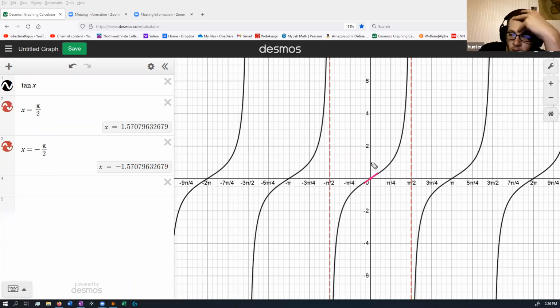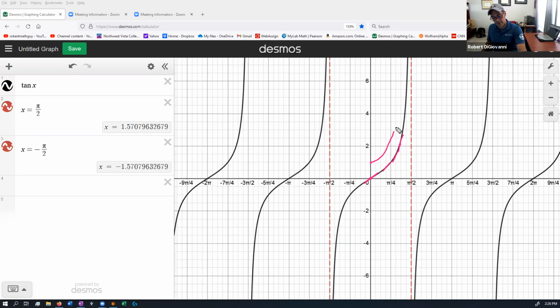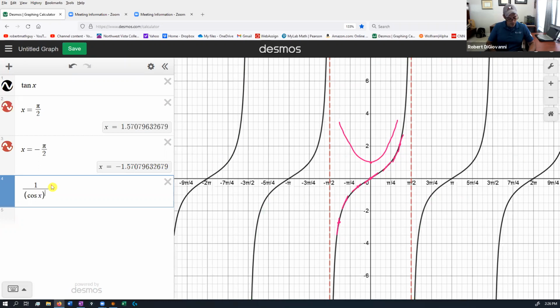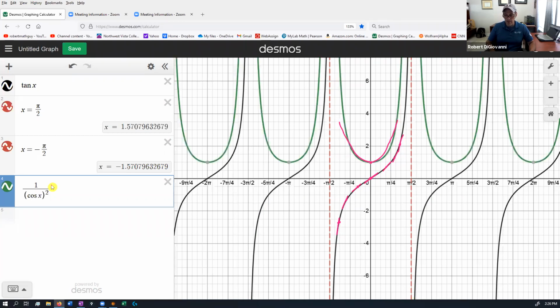About 1, so it's positive, right? As I move to the right, what happens to the slopes of these tangent lines? They get more extreme, which means I get bigger positive numbers, right? So my derivative should go like this. And when I go this way, it's still positive, isn't it, but really steep. So it should do this also. Let me graph the derivative. Secant squared is the same as 1 over cosine of x squared. There it is.